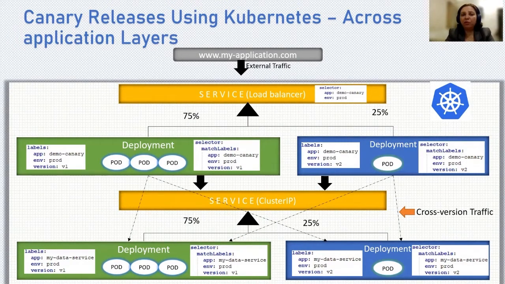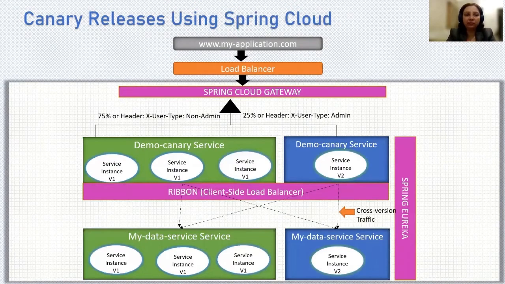No traffic should flow from demo canary version 1 to my data service version 2. And no traffic should flow from demo canary version 2 to my data service version 1. How can we manage this in Kubernetes? Of course, there is session affinity, but its scope is limited to that connections from a particular client are passed to the same pod each time. It doesn't ensure that the first time requests are passed between the compatible versions of the pods.